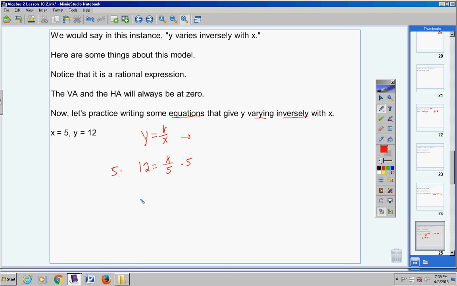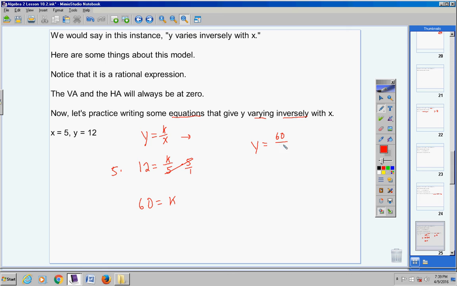5 times 12 is 60. Over here, k over 5 times 5 over 1. Your 5's cancel, leaving you with k. So in other words, whatever the denominator is, you multiply both sides by that number. So there's k, I found it. Now I'm not finished. I'm writing an equation. So here's k right here. I'm going to pick up 60 and put it for k.